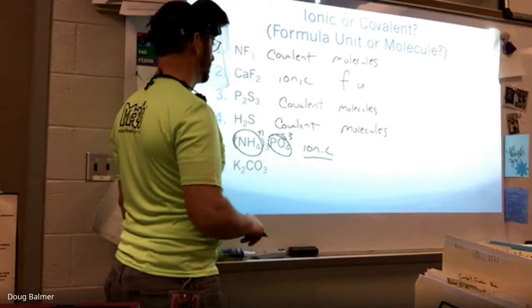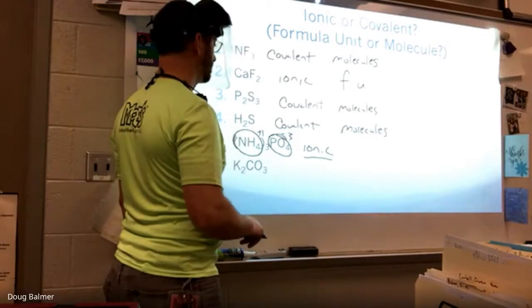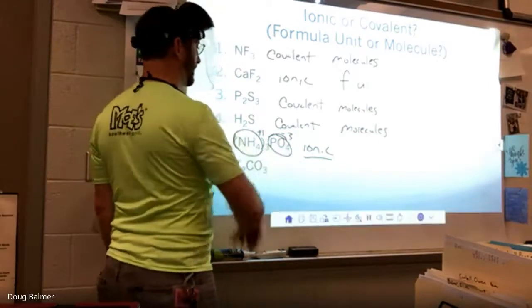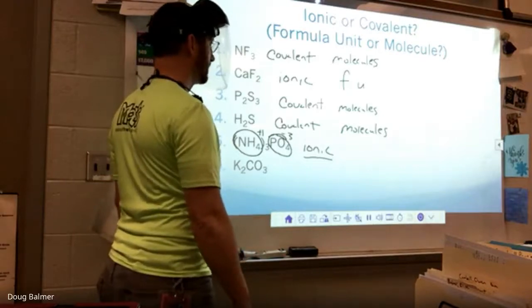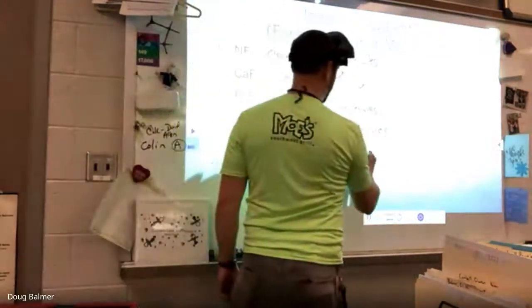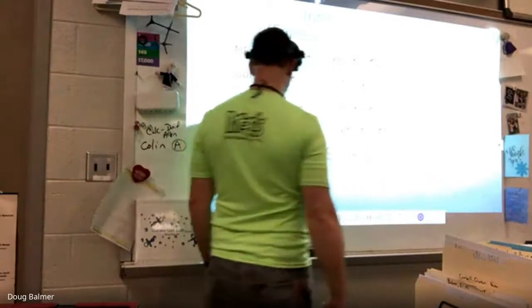Oh, yeah, I'm looking at the wrong one. Plutonium? What? P and the O. No, but this whole thing is made up of molecules or formula units. Oh. Formula units. Right, because ionic bonding, by definition, is made up of formula units.